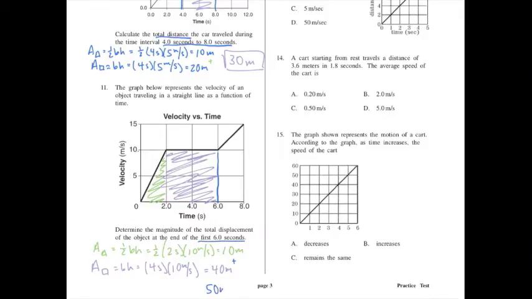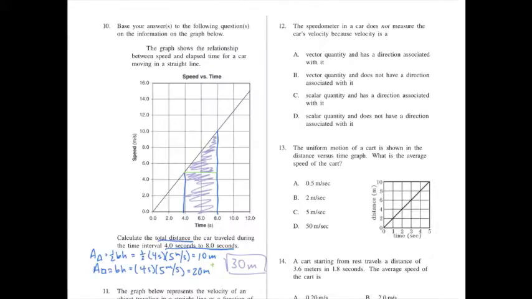And 50 meters is our answer for number 11. Number 12, the speedometer in a car does not measure the car's velocity because velocity is what? So let's think about it. A speedometer measures speed, and that's a scalar. So vector must be for velocity. It's choice A.